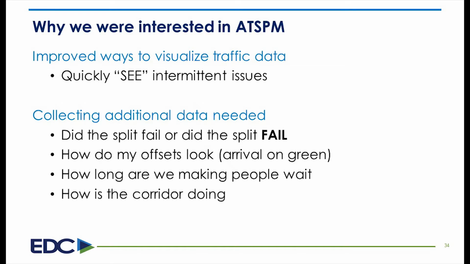So automated performance measures helped us do our job more efficiently. As I mentioned, we were stuck doing a bunch of detection troubleshooting, and these tools allowed us to troubleshoot that and actually allow us to jump forward and start working on some of the timing issues that actually need our time. For example, the system can help you see intermittent issues and also some of the performance like split failures, how the offsets are, how the lights are synchronized, if that's working well, is it still working well, and getting an idea of how long people are waiting and how the corridor is working.